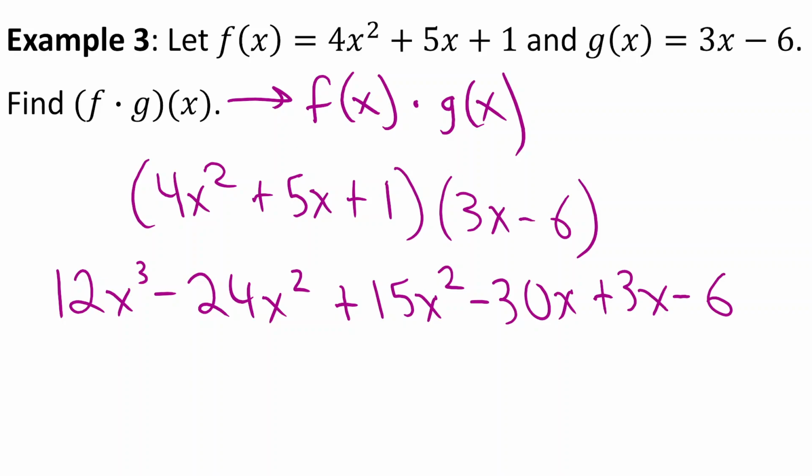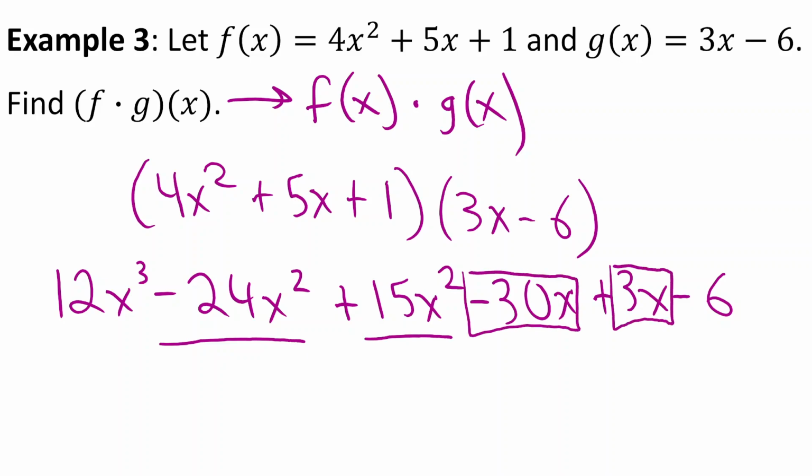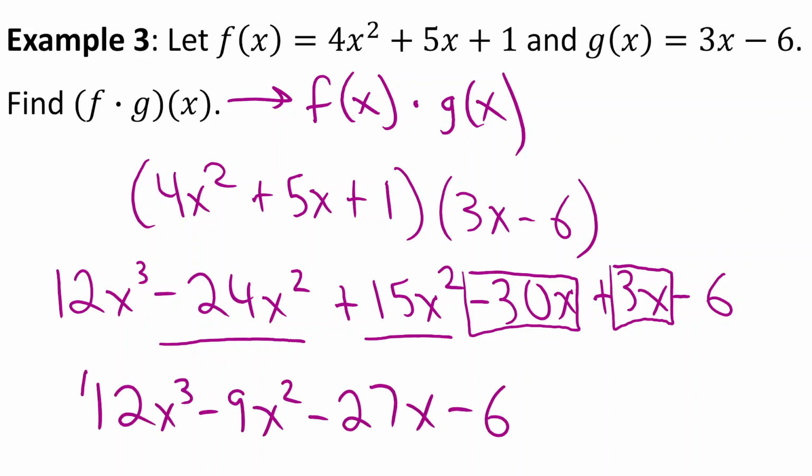Then I would look for like terms again. Since 12x cubed is the only term there, we'll just leave it as is. But negative 24x squared and 15x squared will combine. So will negative 30x and 3x, and minus 6 will just be alone there. So in our final answer, we would write 12x cubed minus 9x squared minus 27x minus 6.